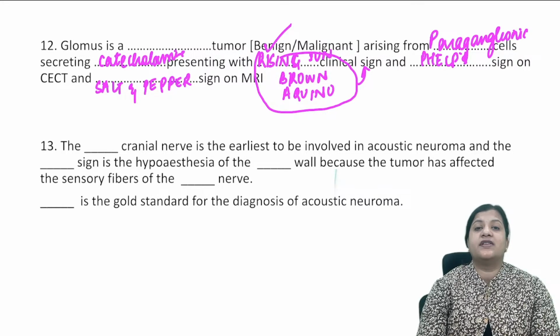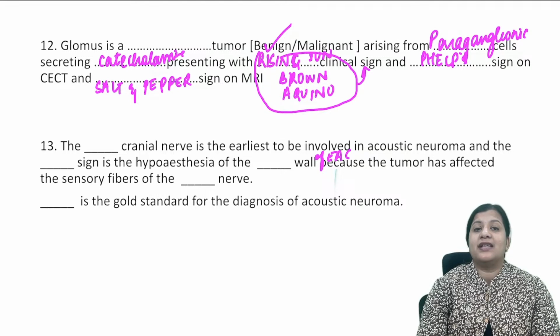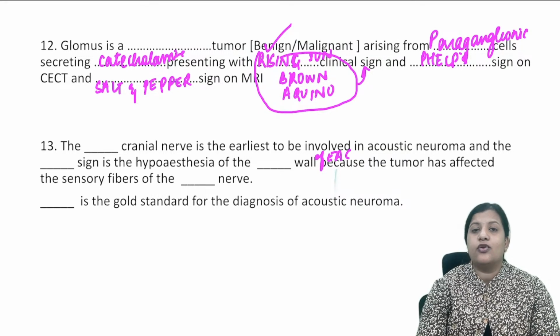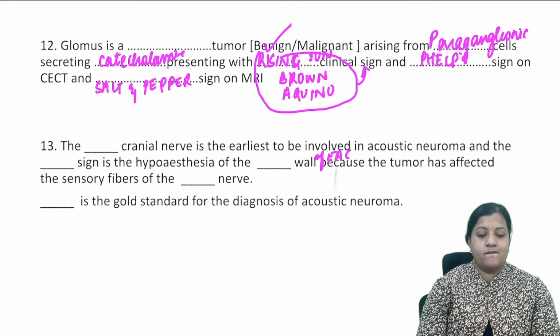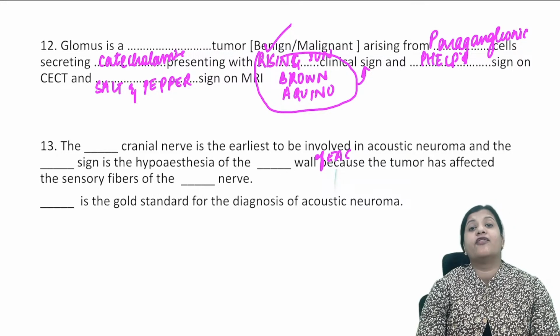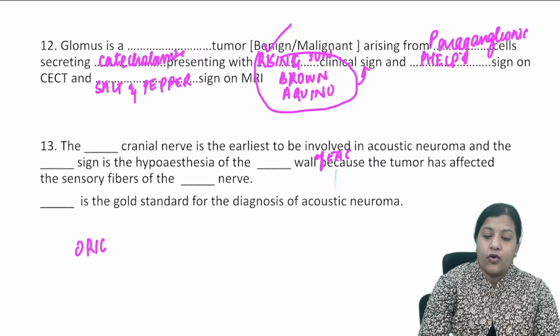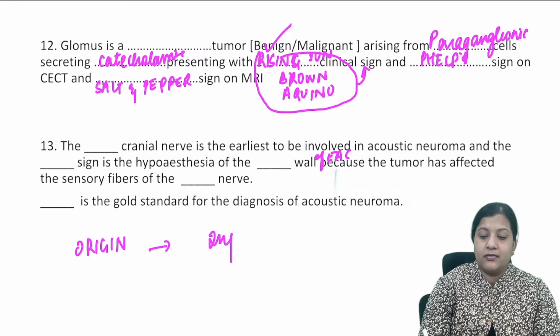The dash cranial nerve is earliest involved in acoustic neuroma, and there is a dash sign in acoustic neuroma where you see hypoesthesia of the dash wall of the external auditory canal because the tumor has affected the sensory fibers of the dash nerve. So in acoustic neuroma, first tell me which cranial nerve is affected first. It starts from your vestibulocochlear nerve, from the inferior vestibular nerve. That's the origin of the tumor. So if they ask you origin, of course you're going to write inferior vestibular nerve.